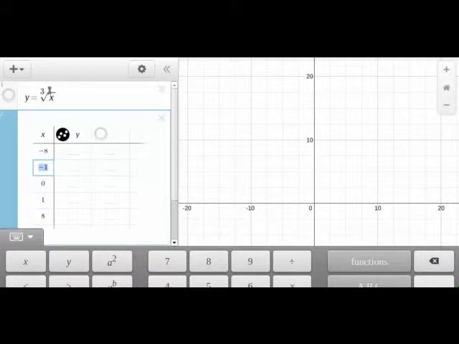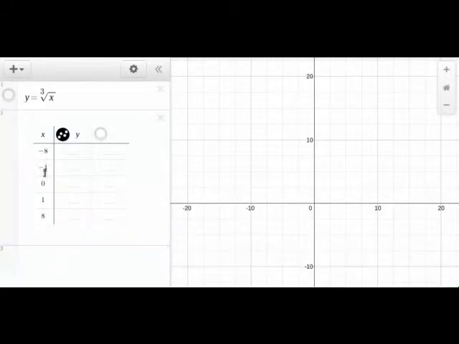Alright, we're going to graph the equation y equals cube root of x, which is the same as y equals x to the power of 1/3. So we want to pick some values that are really nice for this. So let's take a look at these values.